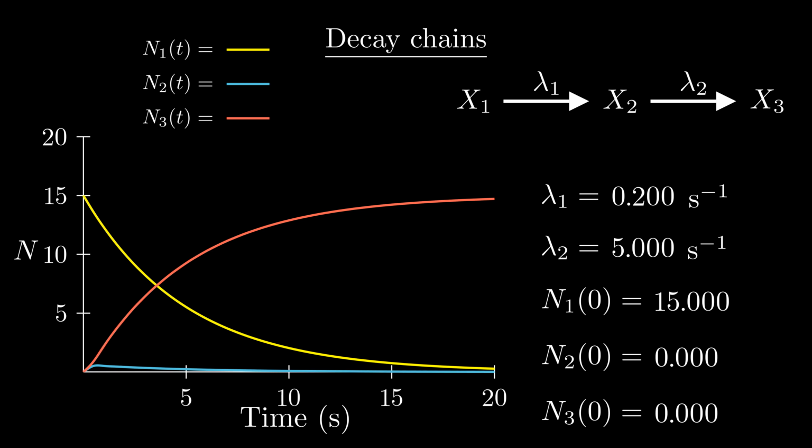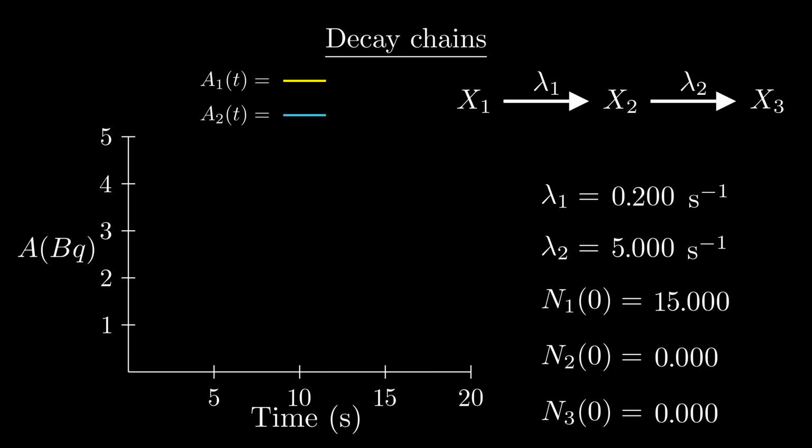And the result is that the curves for n1 of t and n3 of t effectively resemble those for the single-step decay chain that we solved for earlier. It's as if x2 isn't even there. In this case, if we instead plot the activities for x1 and x2 as a function of time, and remember that activity just means the rate of decay, we see that the activity for x2 quickly jumps up to that of x1 and follows it more or less exactly.